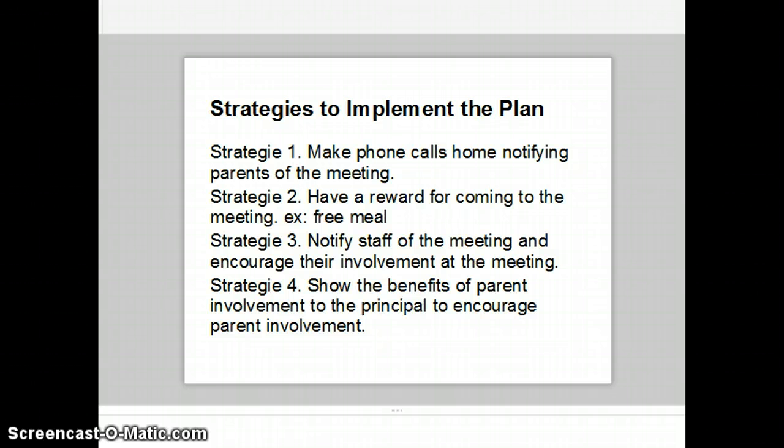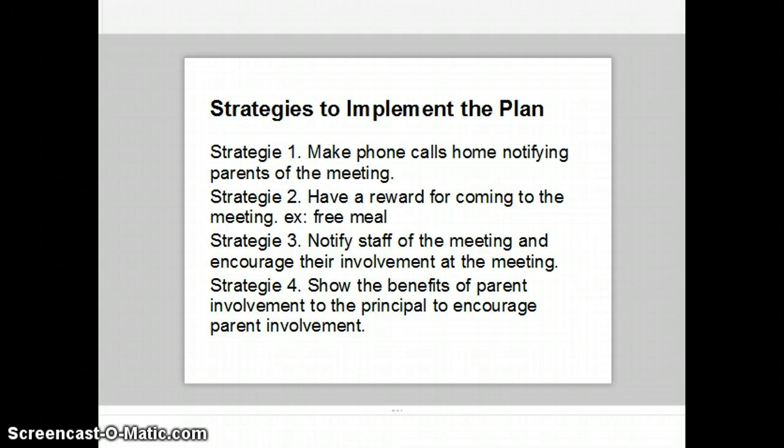Strategy two, having a reward for coming to the meeting. I just have an example here of a free meal, or you could let them know that they are going to get some sort of drinks or snacks or whatnot, just something to entice them to come to the meeting. Strategy three, notify the staff of the meeting and encourage their involvement at the meeting. It's important to have all staff and administration on the same page and on board with you when you're trying to implement something like this.